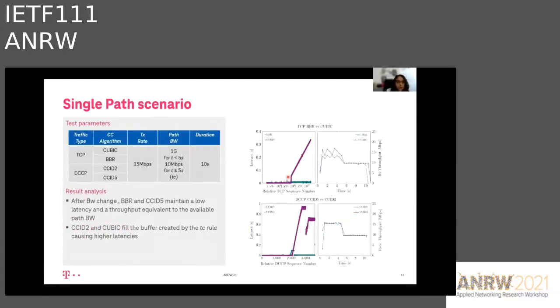For the single path scenario, we initially compared the behavior of Cubic and BBR for TCP to have a reference baseline to later compare the behavior of CCID2 and CCID5. We set a transmitting sending rate of 50 megabits, and we limited the bandwidth available in the path in the middle of the test. Here in the plots, we can see the results corresponding to the latency and the received throughput for TCP and DCCP. As we can see, after the bandwidth change, both BBR and CCID5 show latencies way lower in comparison to Cubic and CCID2.